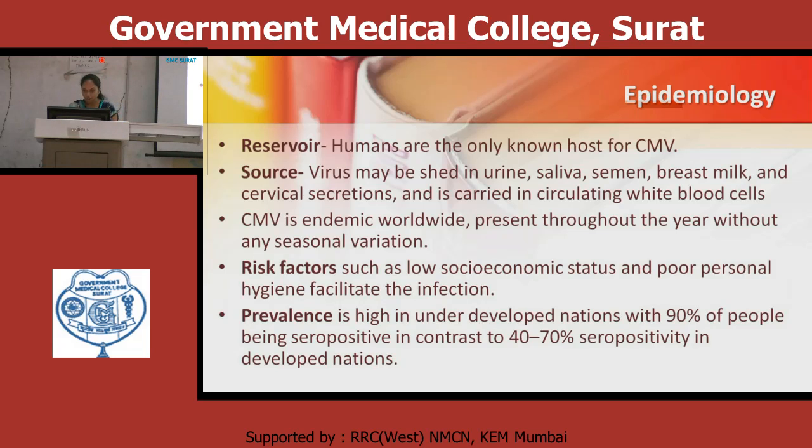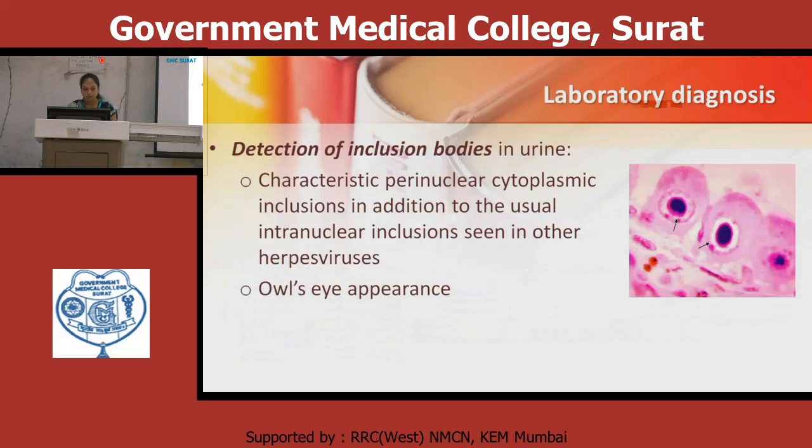Prevalence is high in underdeveloped nations, with 90% of people being seropositive, in contrast to 40 to 70% seropositivity in developed nations. Lab diagnosis: detection of inclusion bodies in urine. There is a characteristic perinuclear cytoplasmic inclusion in addition to the usual intranuclear inclusion seen in herpes viruses. It shows an owl's eye appearance, as present in the figure.